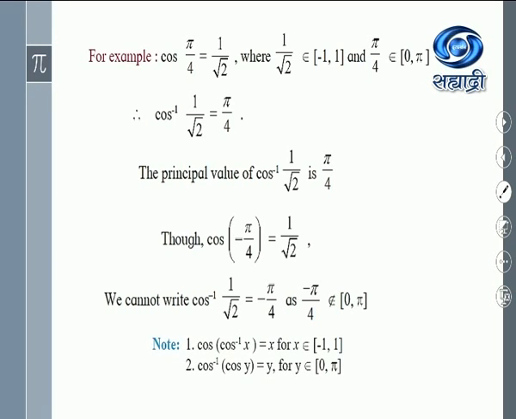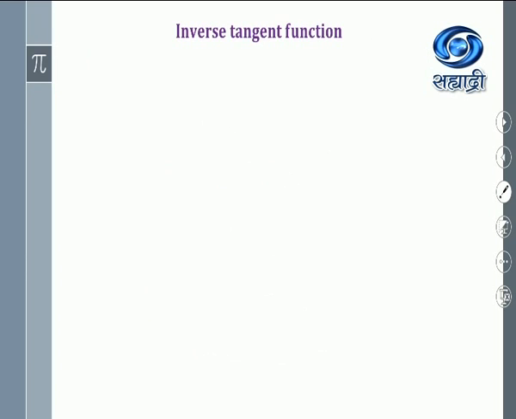So what we'll have to fix in mind is this for the inverse of cos function. Here also, like we had done for the sine inverse function, we have cos of cos inverse x is equal to x for x belonging to the closed interval -1 to 1. Cos inverse cos y is equal to y for y belonging to the closed interval 0 to pi. Getting an idea? Okay, now inverse tangent functions.